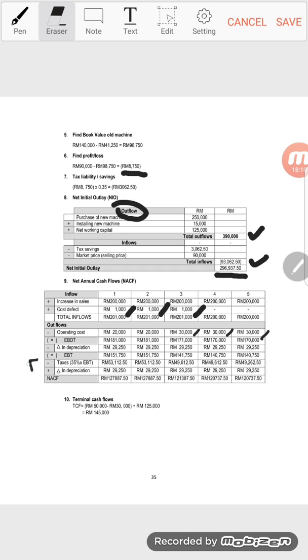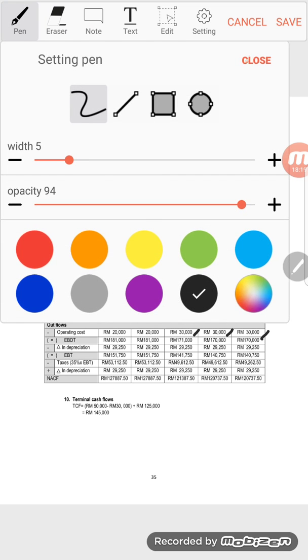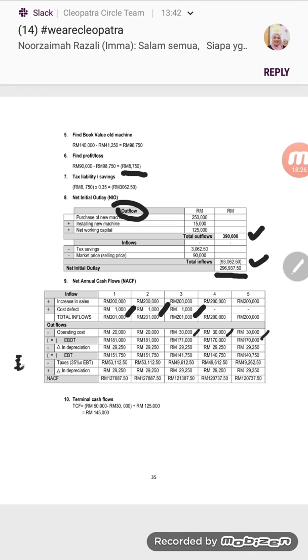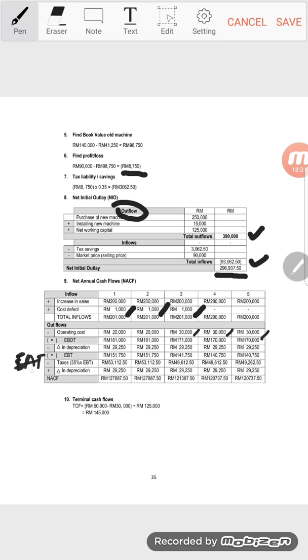Alright. Tadi EBT tolak dengan tax. Supposedly ada EAT, earning after tax. Earning after tax. This earning after tax baru you tambahkan dengan depreciation. So once you tambah dengan depreciation, you akan dapat net annual cash flow. Baru dapat net annual cash flow.